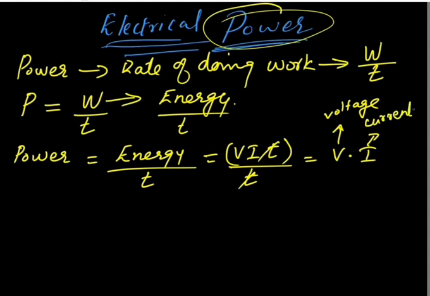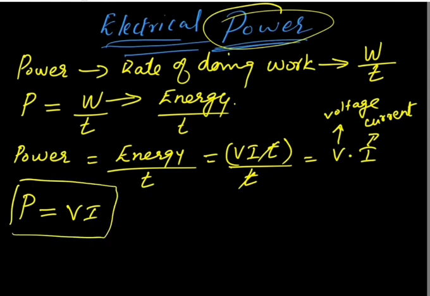So that is the first expression that you have for electrical power. So the basic expression is power is equal to voltage V multiplied with current I. So this is the basic expression for power.